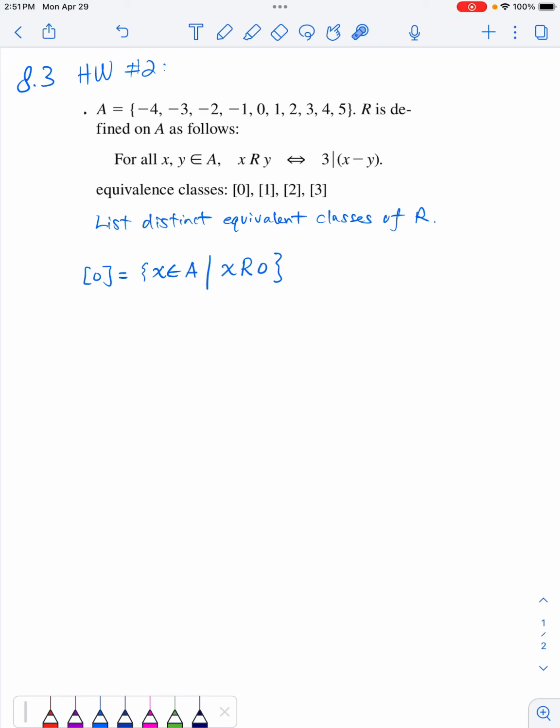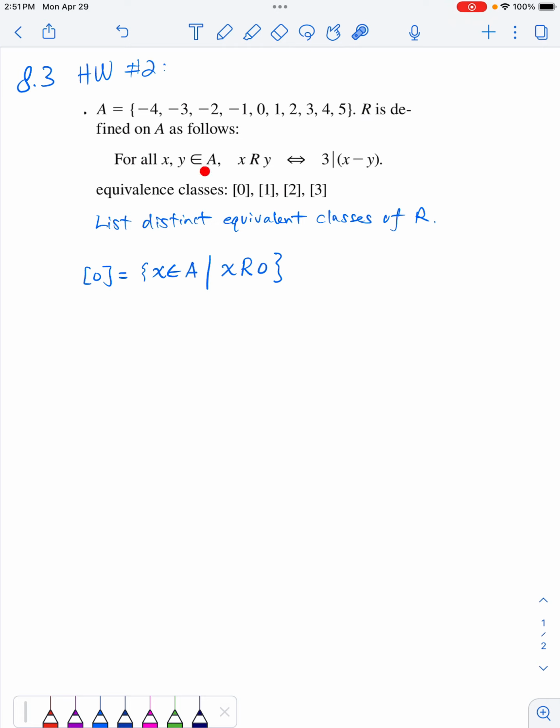Hi guys, this is section 8.3, homework number 2. In this problem, we're given a set A which contains the following integers. And R is a relation defined as follows.